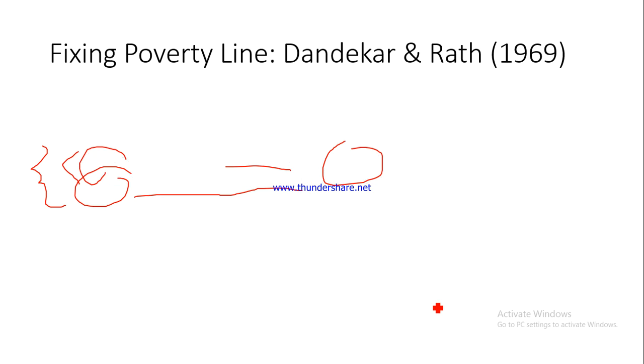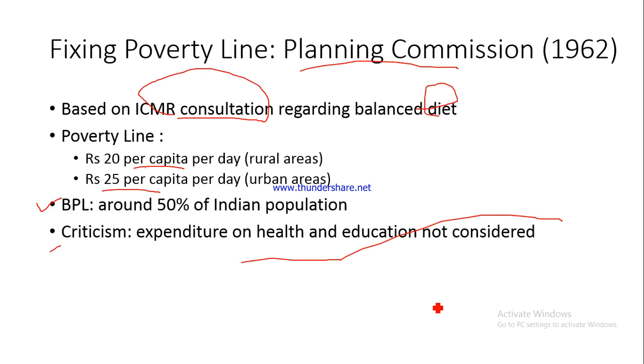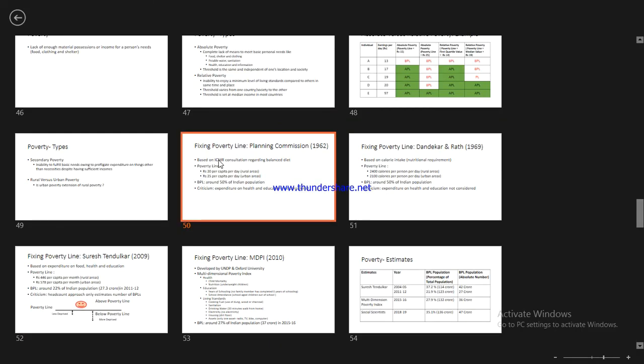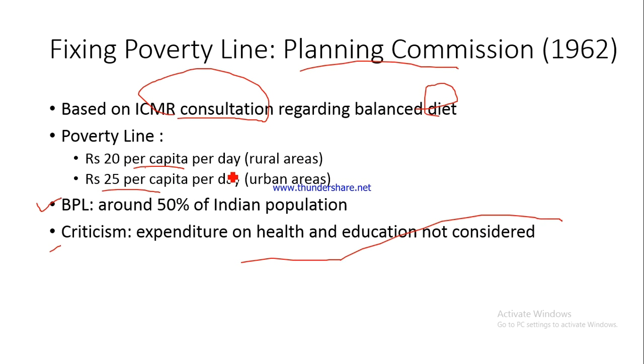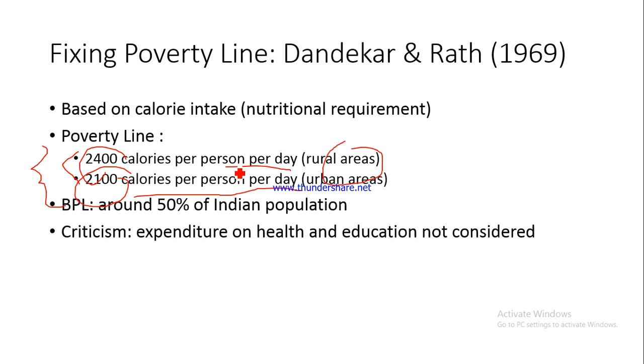I think I have made a slight mistake, and the mistake is that while talking about the Planning Commission 1962 methodology, I talked about the poverty line being rupees 20 per capita per day. It's actually per month and not per day, right? So I hope you would be able to make these corrections. This is rupees 20 per capita per month, rupees 25 per capita per month, and not per day, right? So kindly make this correction in your notes as well.